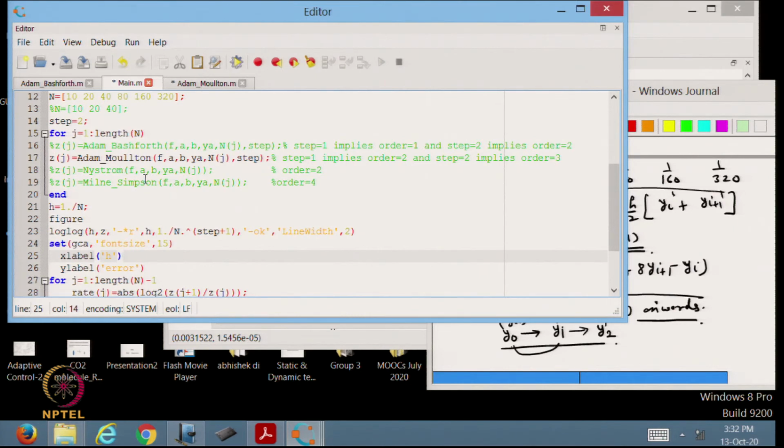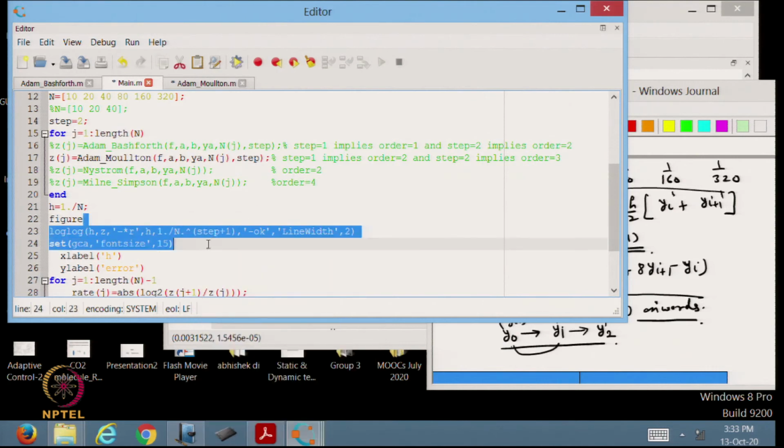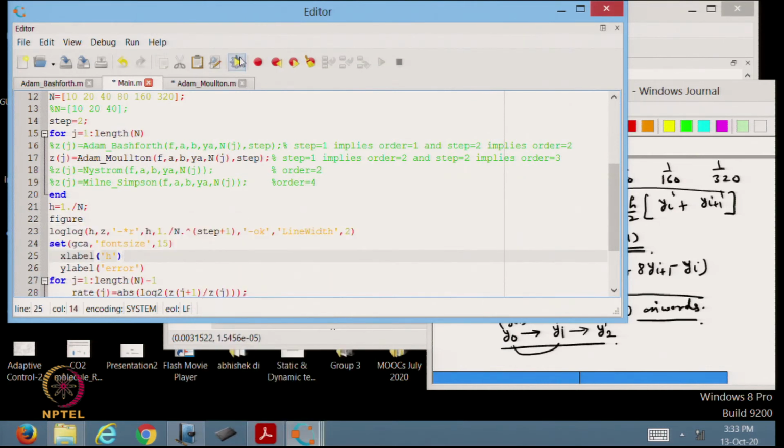Okay. So, now if I run it corresponding to step is equal to 2, of course, here the expected order is 3, that is what we are also plotting, step plus 1, step 2. So, both the lines should be parallel, that is as expected.